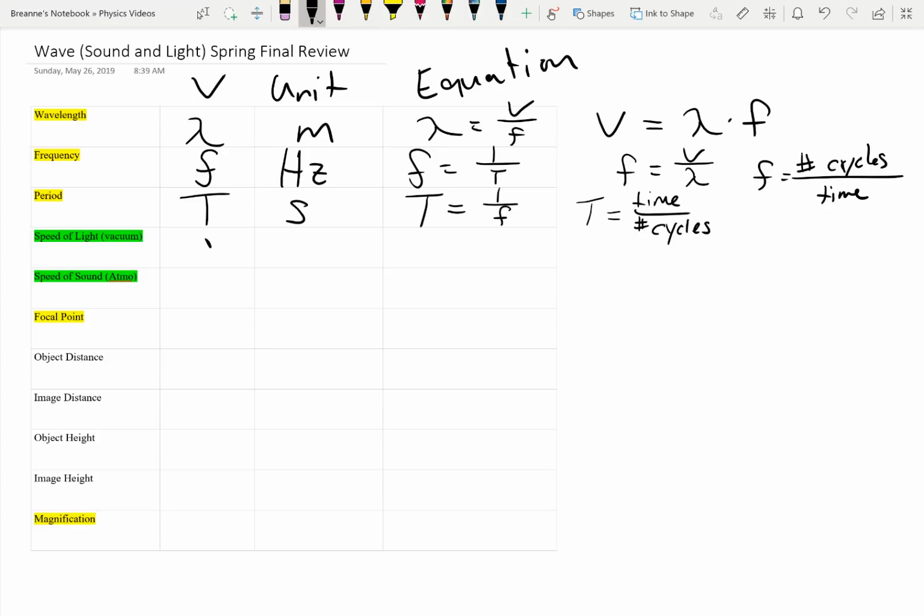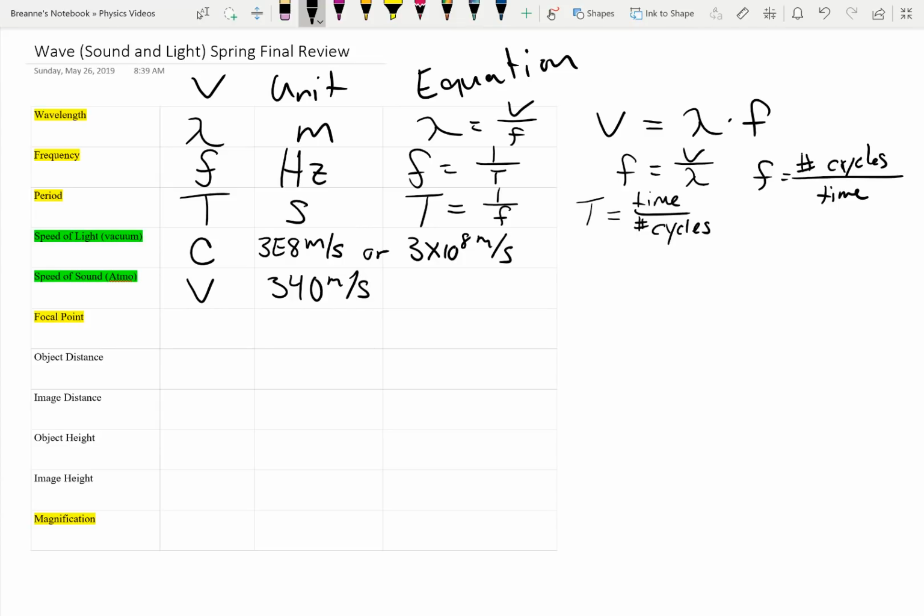Speed of light is represented with c, that's specifically in a vacuum, that is a constant, and so that is 3 times 10 to the 8th meters per second. You can write that as 3 capital E 8, or you can write it as 3 times 10 to the 8th. Either way is correct. Speed of sound in our atmosphere is just represented with v, but that'd be about 340 meters per second.